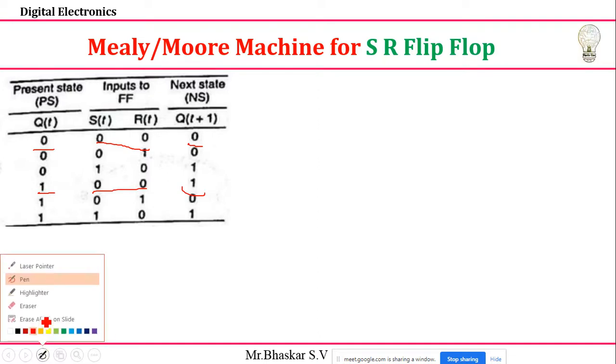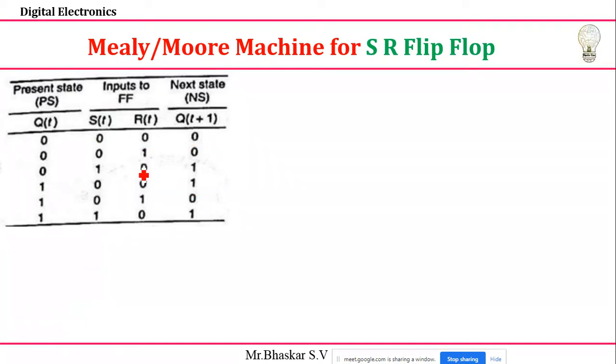Next condition is 0 1. So in the SR flip-flop, 01 means the R value is 1, it is reset. If the value is 0, you'll get 0 only. But in this condition, carefully observe that because the R value is 1 and the present state is 1, you'll get 0. Okay. Next, 1 0. 1 0 means it is set. Present state value is 0, but the next state value I'll get is 1. And here 1 is there, 1 only will carry forward, no issues.